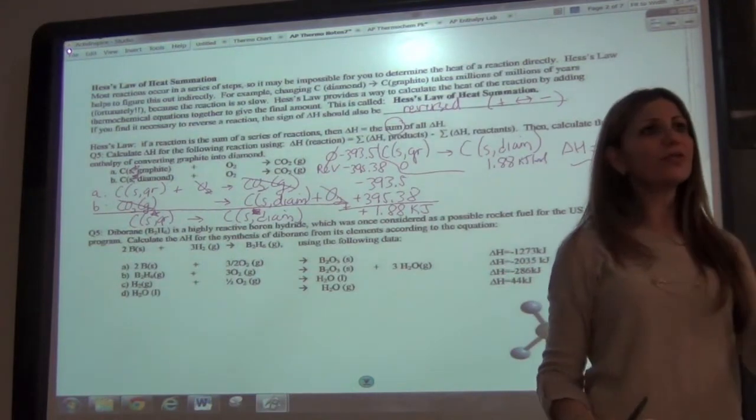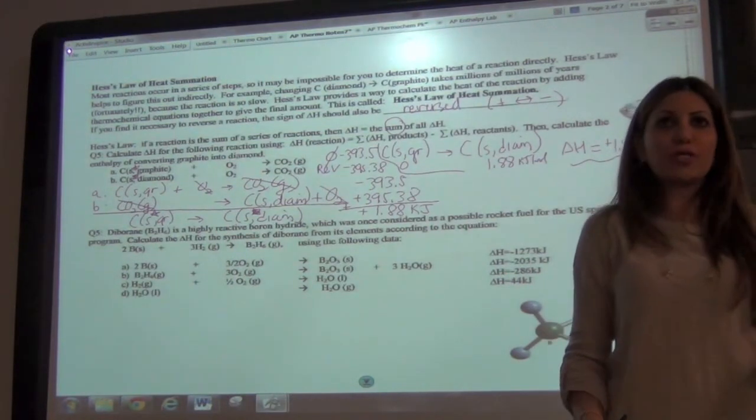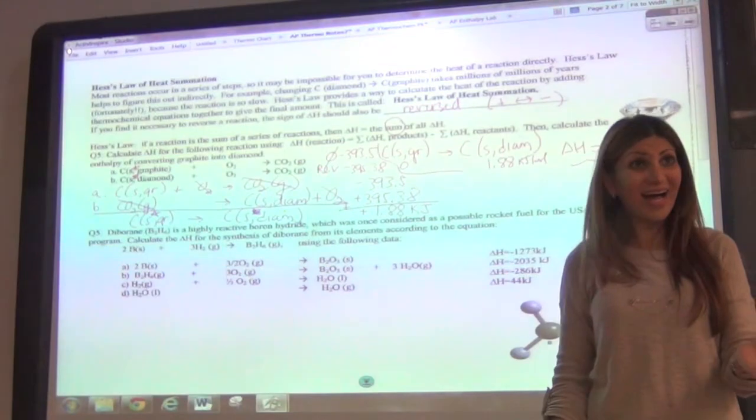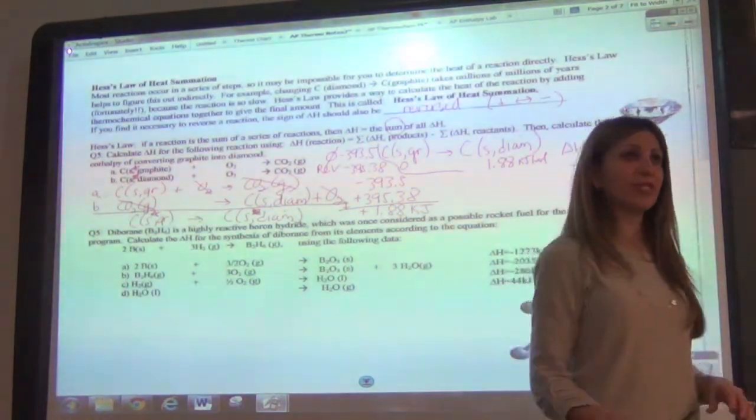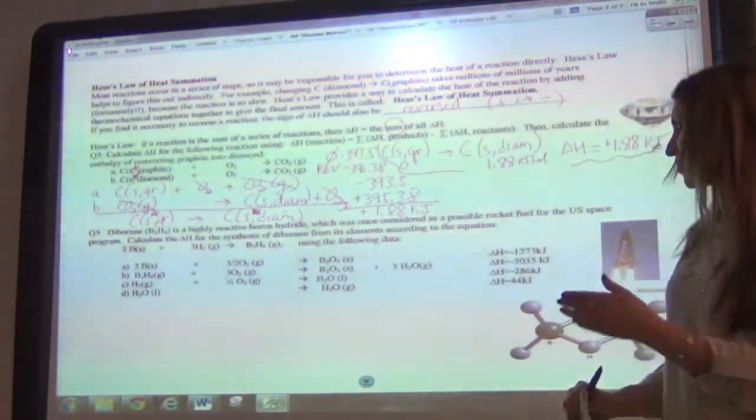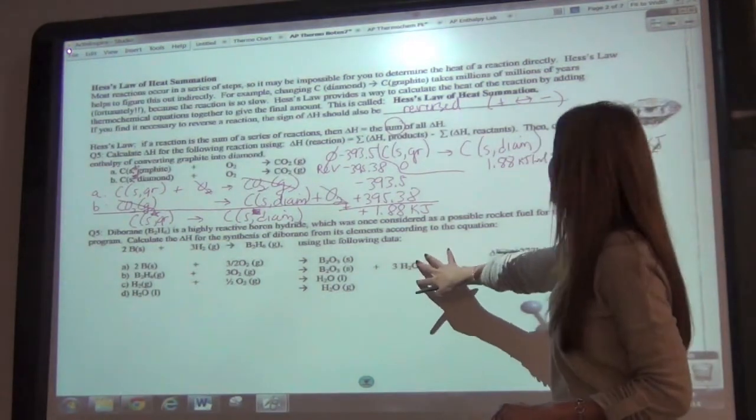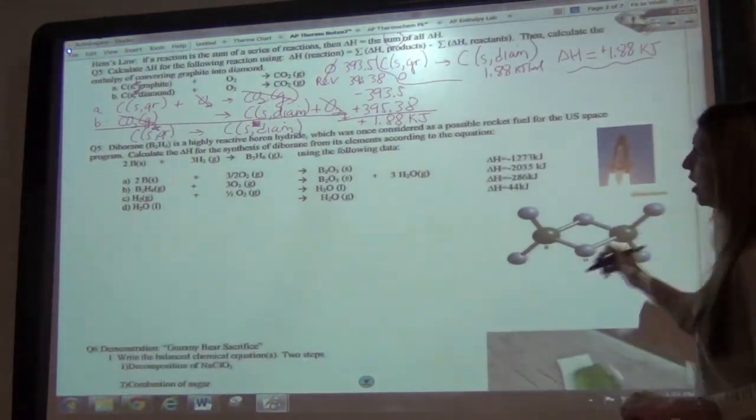Okay, so you can either do it using the chart, which usually you'll be able to use the chart, but if not, that's where Hess's law of manipulation comes in, and you obviously need to know how to do the manipulation ones. So let's try this next one. And this next one has 4 different steps.